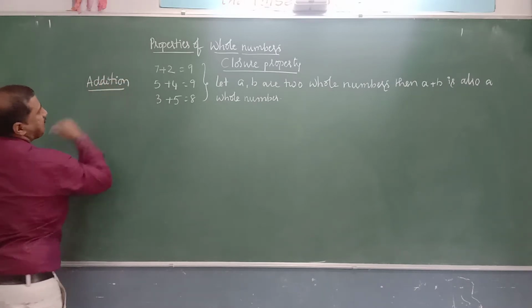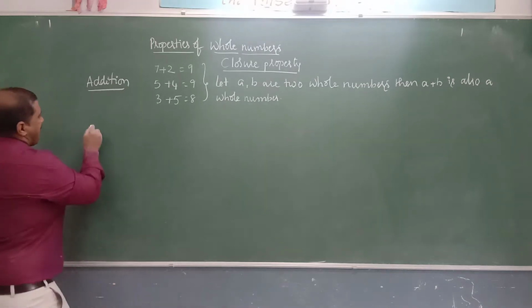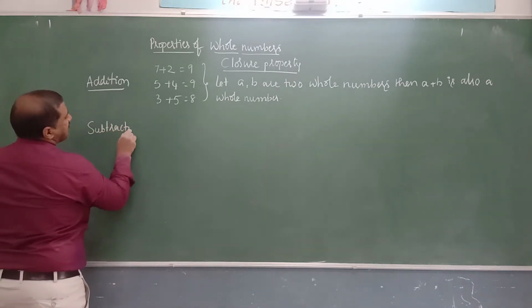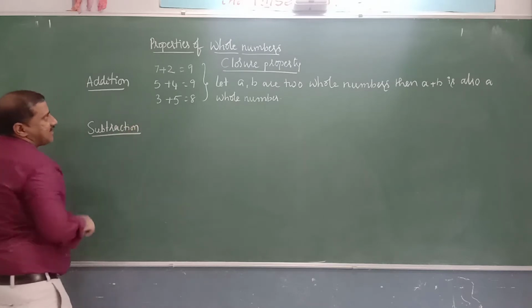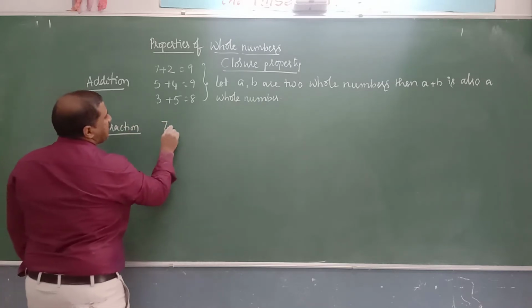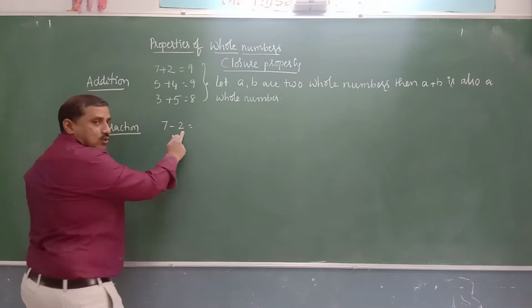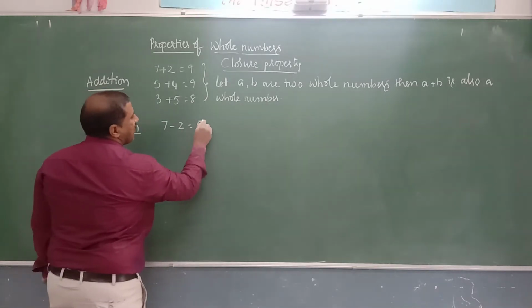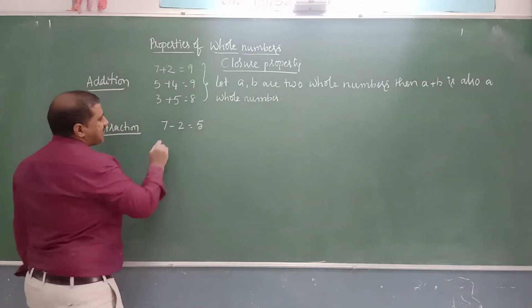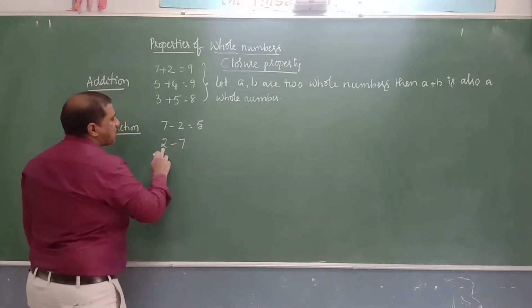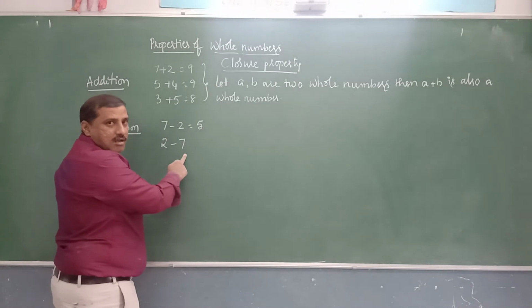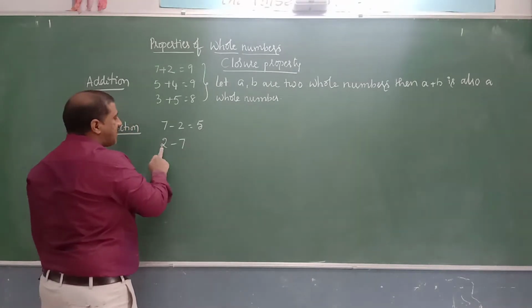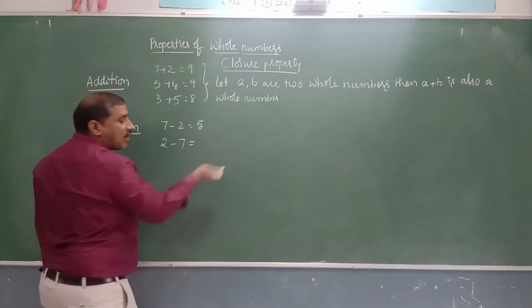What about subtraction? Under subtraction, we will discuss whether whole numbers satisfy this property or not. See, 7 minus 2. 7 and 2 are both whole numbers. 7 minus 2 is 5, and we got a whole number. Whereas 2 minus 7: 2 and 7 are both whole numbers, but the difference, 2 minus 7, is not a whole number.